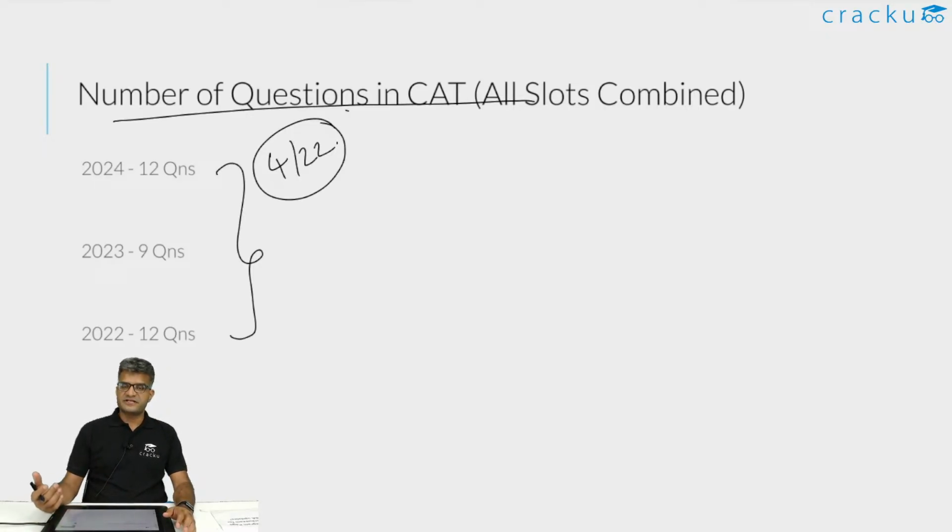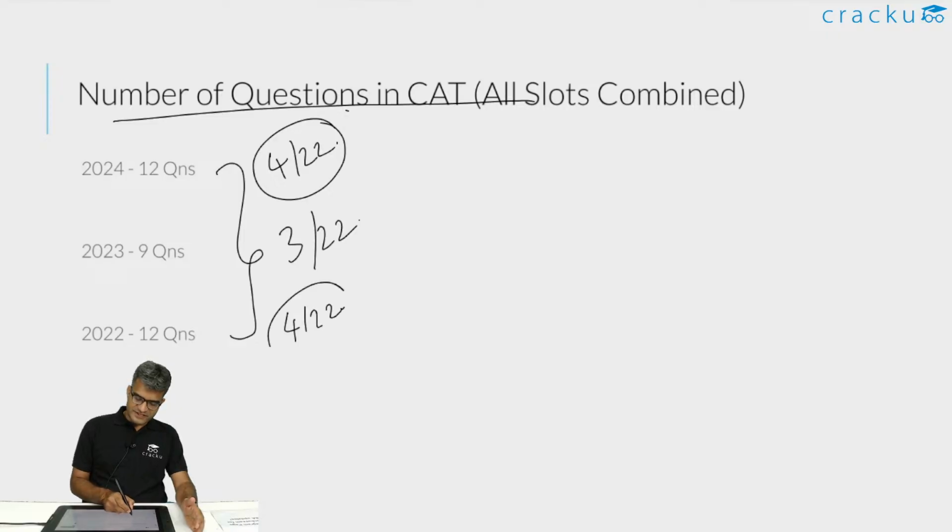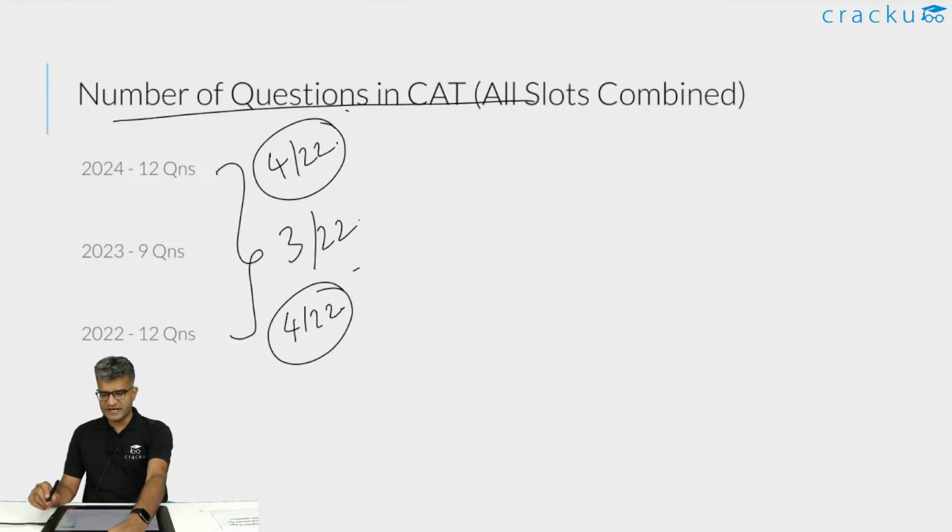In CAT 2023 there were 9 questions, that is 3 out of 22 were from this topic. And in CAT 2022 also there were 12 questions. So again 4 out of 22. So you can imagine that this is a very important topic and it is not a very difficult topic also. These are the kind of topics that students tend to do well. The accuracy also in this topic is high.